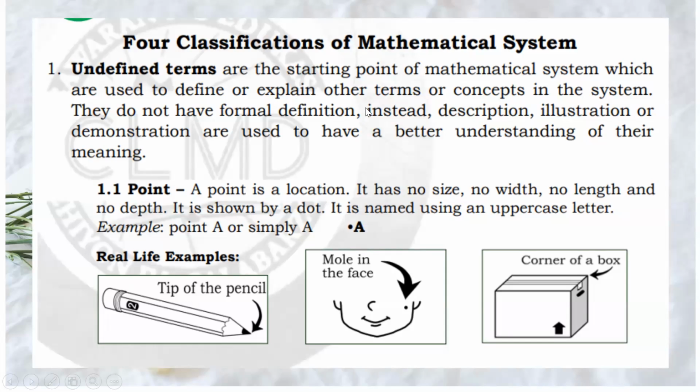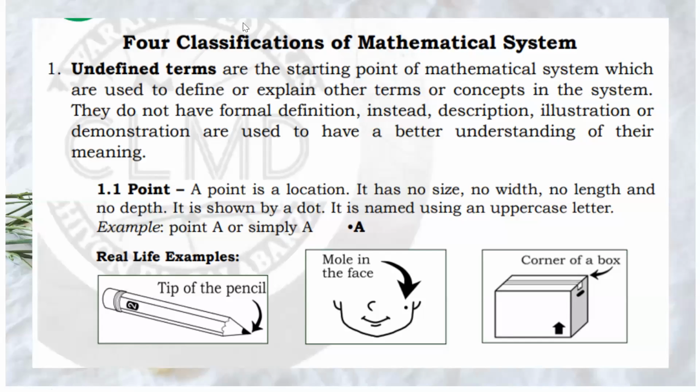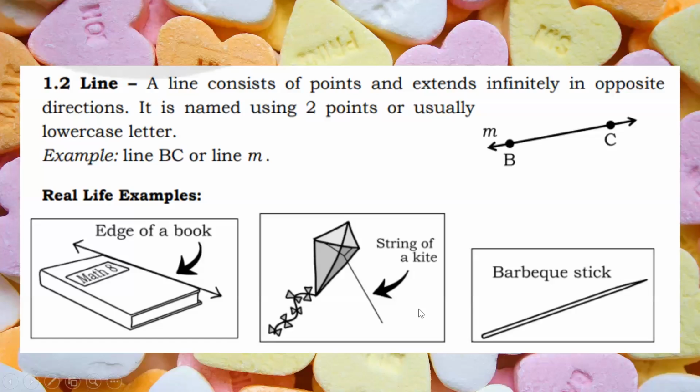So we only have three undefined terms, and those are points, line, and plane. Okay, so these are the starting point of the mathematical system, which are used to define or explain other terms or concepts in the system. They do not have formal definition. So this is a point. A point is a location. It has no size, no width, no length, and no depth. So these are examples of points: tip of a pencil, mole in the face, corner of a box.